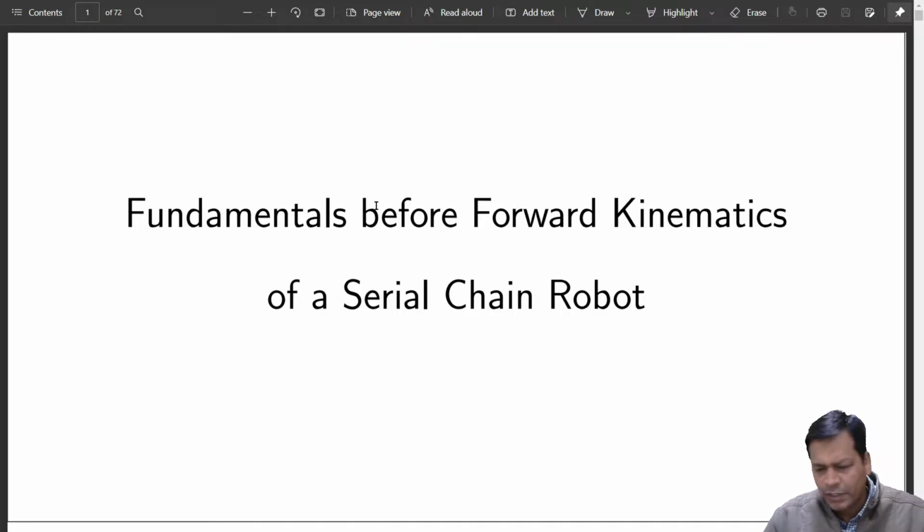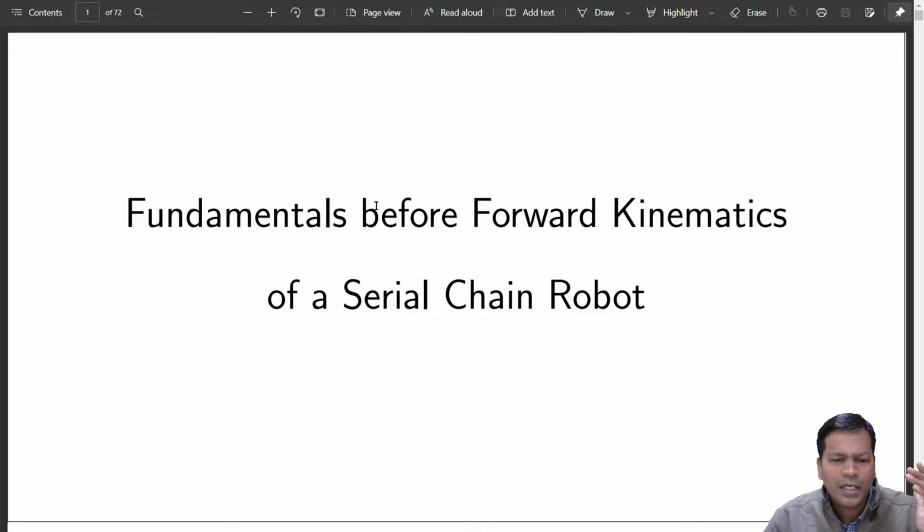So yes, let us start. Before actually doing the lab, as I have told, these are some of the fundamentals that I will be covering now, for forward kinematics of a serial chain robot, so that you become very conversant when you actually start doing forward kinematics.